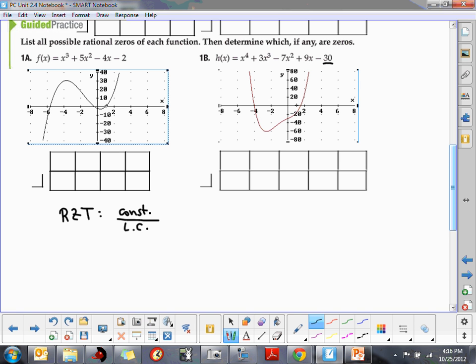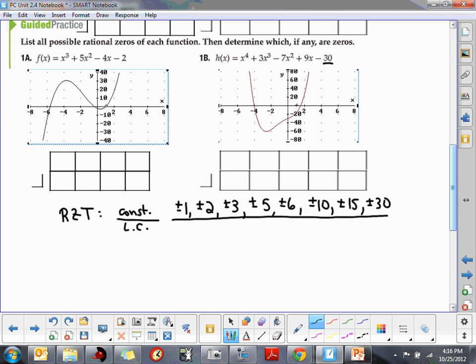Now the constant in this one is 30, so it has a lot of possibilities. Plus or minus 1, plus or minus 2, plus or minus 3, plus or minus 4 doesn't work, but 5 does, then plus or minus 6. Now we're on the other side, it's 3 times 10, and now it's 2 times 15, and it's going to be 1 times plus or minus 30. Those are all of the factors of the constant.